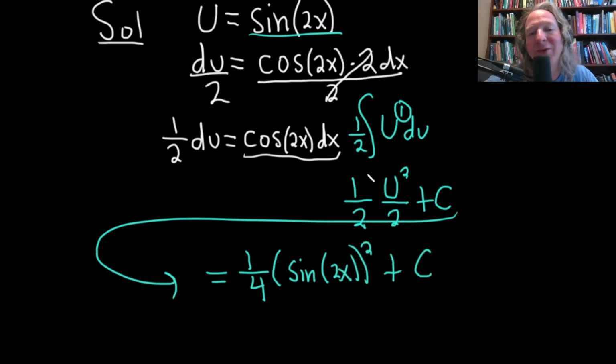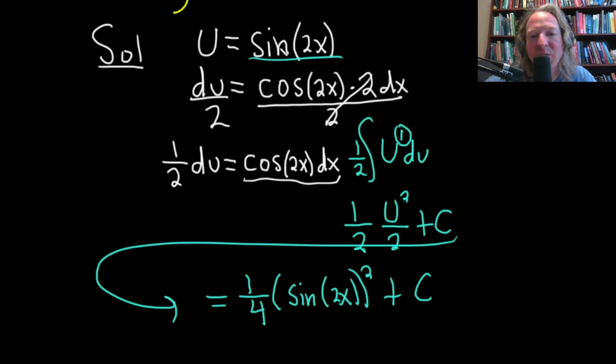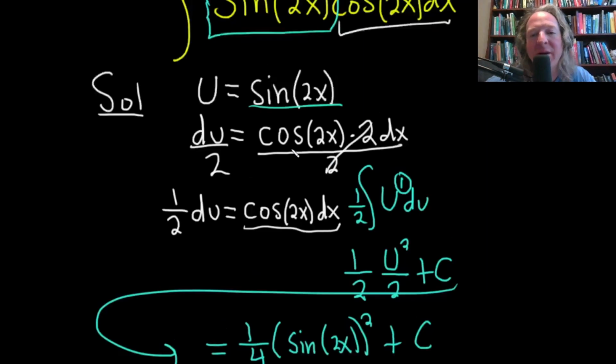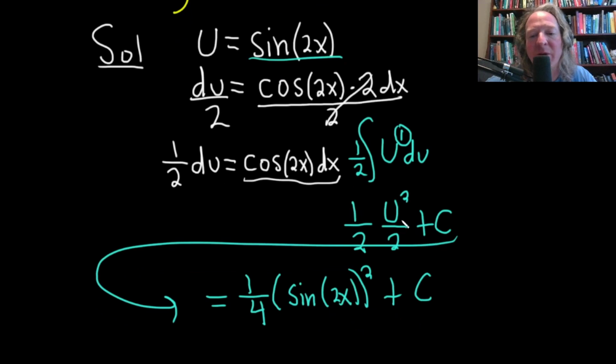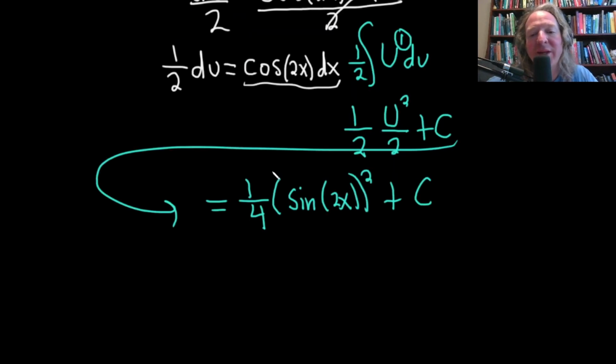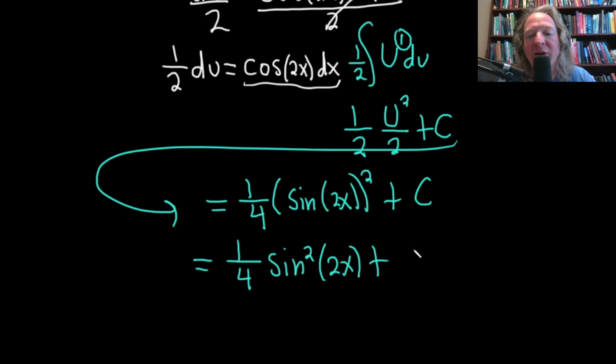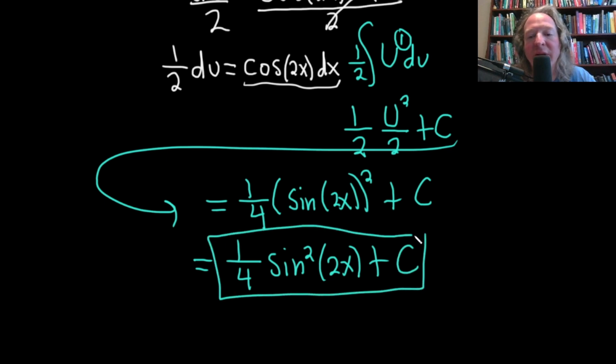You want to go back to the original variable of integration, which was x, right? There's x's here, so we go back to sine. You can write this a different way. You can write this as 1/4 sine squared of 2x, and then plus our constant of integration, capital C. And again, other ways to do this problem, you can let u be cosine, and you can also use a trig identity.